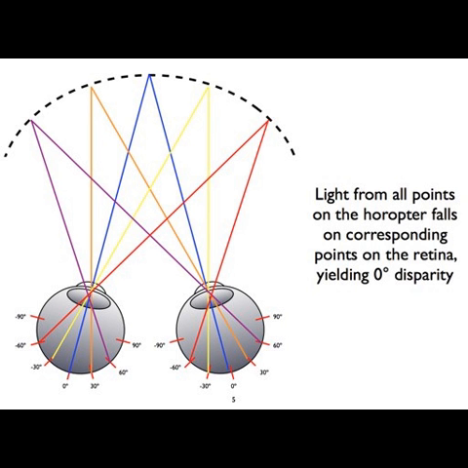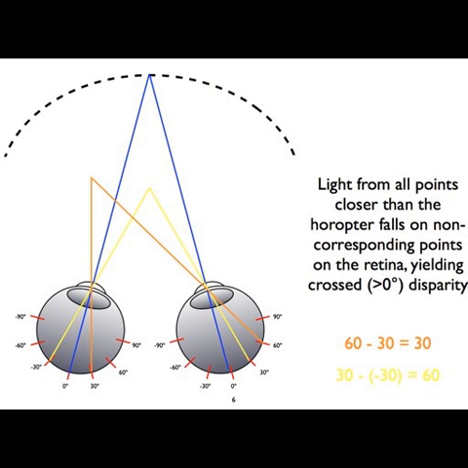But what about things that are closer? So what about our thumb test? Well, it turns out that if you're focusing on the screen up here, your thumb is closer, right? So there is going to be a difference between the angular disparity of your thumb and what's on the horopter. So things that are closer than the horopter fall on non-corresponding points in the retina, yielding crossed disparity, greater than 0 degrees difference.